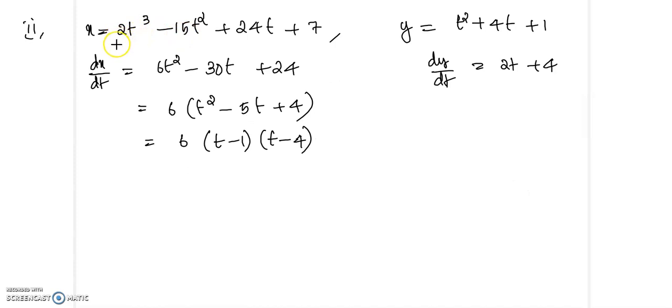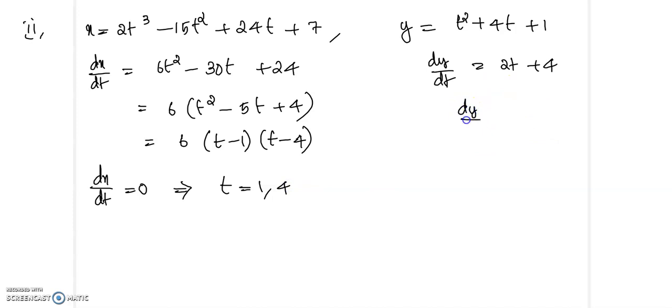Question is, you have x equal to 2t cube minus 15t square plus 24t plus 7, and y is t square plus 4t plus 1. So when you find the derivative dx by dt, that will be 6t square minus 30t plus 24. So we'll get 6 into t minus 1 into t minus 4. So dx by dt is equal to 0 when t is equal to 1 and 4.